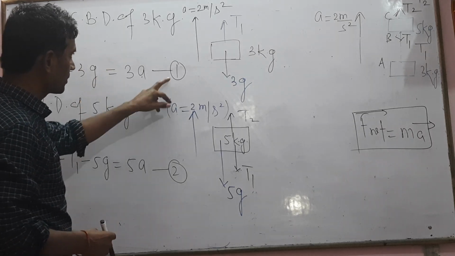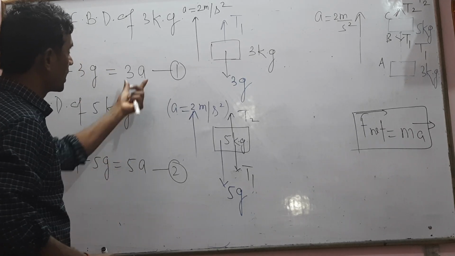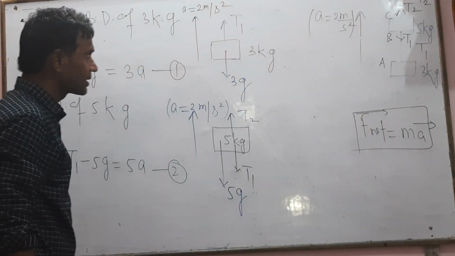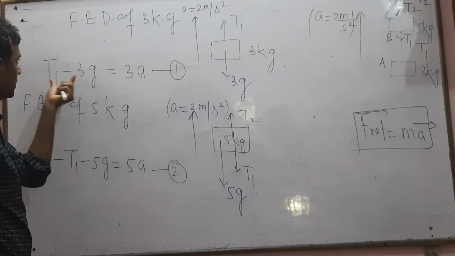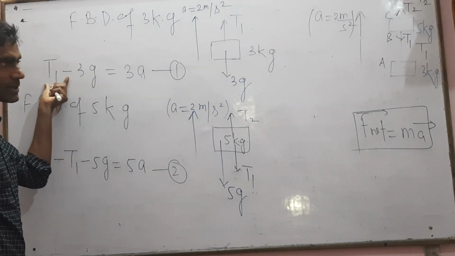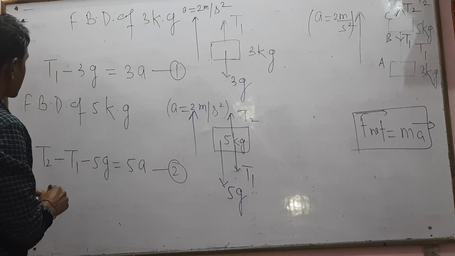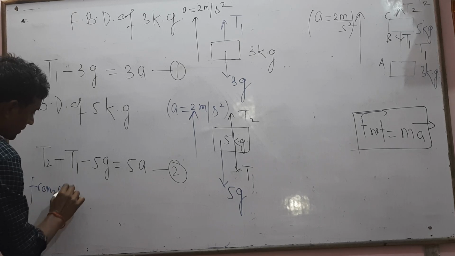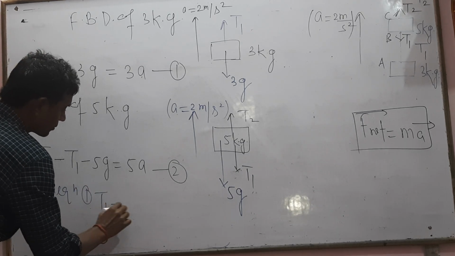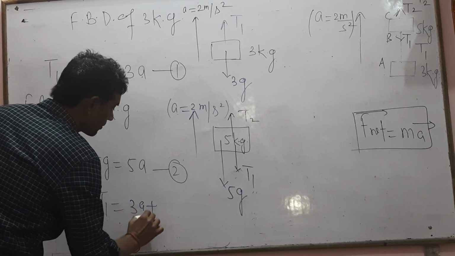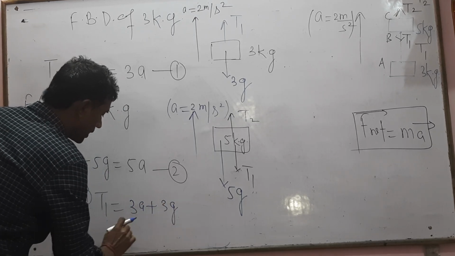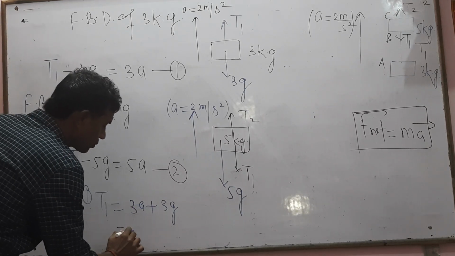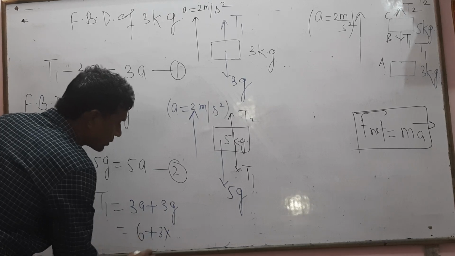So from equations 1 and 2, acceleration A is given. Acceleration A equal to 2 meters per second square, which is in the upward direction. If we put the acceleration A, then we can calculate the value of T1 from equation first. T1 equals 3A plus 3 into G. With A equal to 2, 3 into 2 equal to 6, so 6 plus 3 into G.